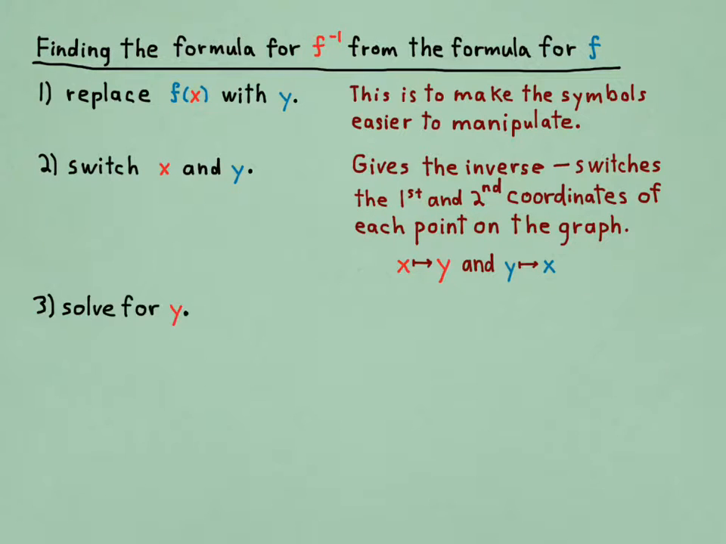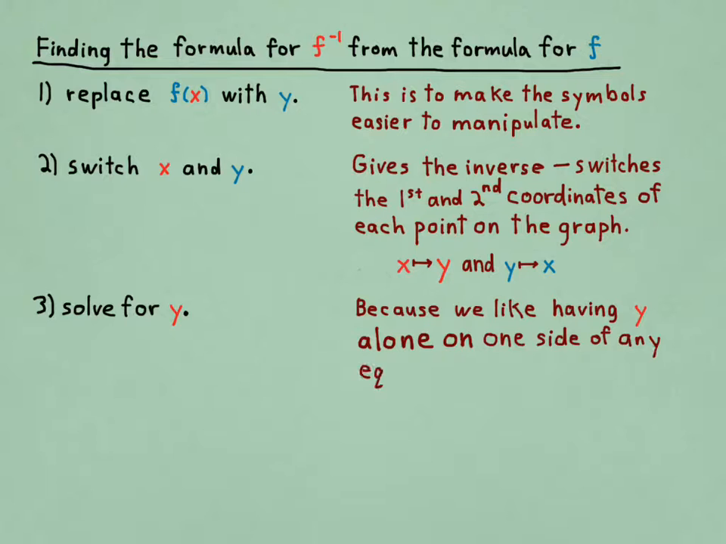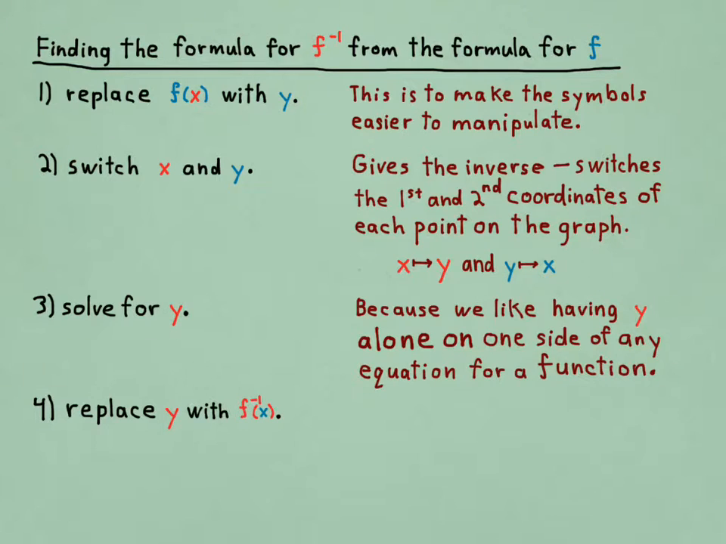3, solve for y, the red y, the new y, which was the old x. And the reason we do that is because we like having y alone on one side of the equation when we're writing it as a function, when it's a function. And we're hoping y is a function. 4, replace y with f inverse of x. Why? Because the question usually says, find the formula for f inverse. So you need to have f inverse written in your answer, so you can't just leave it as y. So you just put f inverse of x in there.